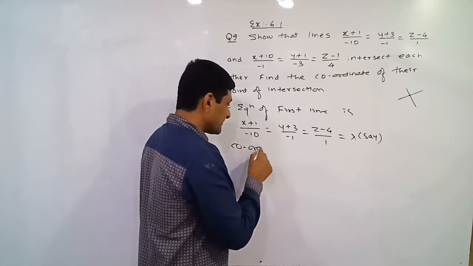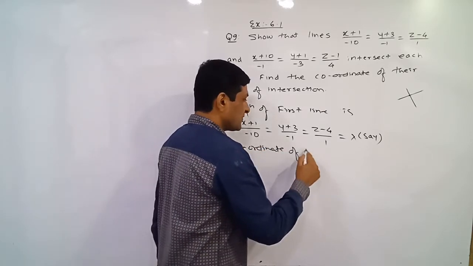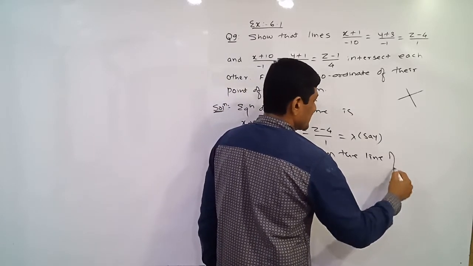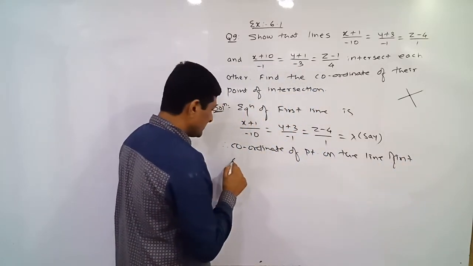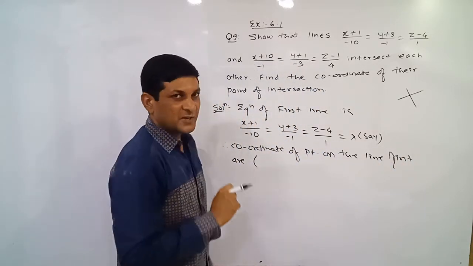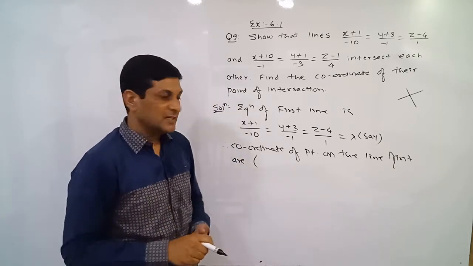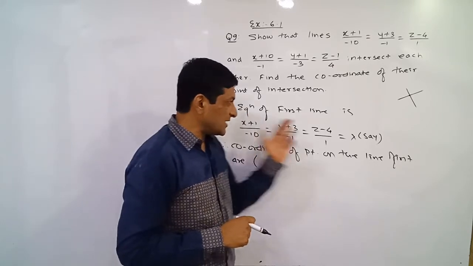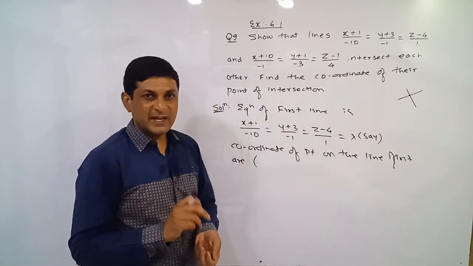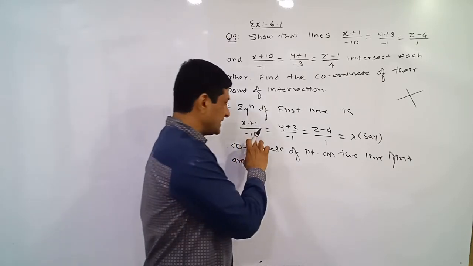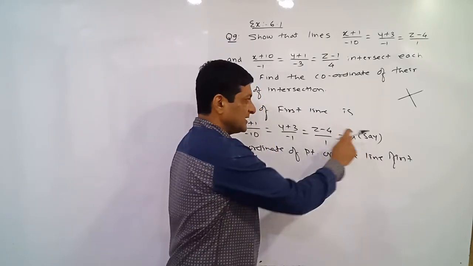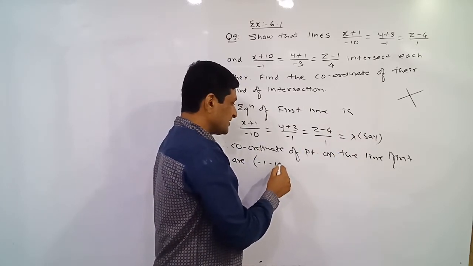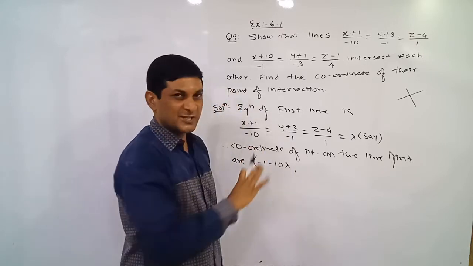So let us find the coordinates of any point on the first line. First we find the x coordinate. To find the value of x, suppose these values are equal. Simplifying, minus 10 on this side gets multiplied, means minus 10 lambda, and plus 1 on this side becomes minus 1, means minus 1 minus 10 lambda will be the value of x, the x coordinate of any point.